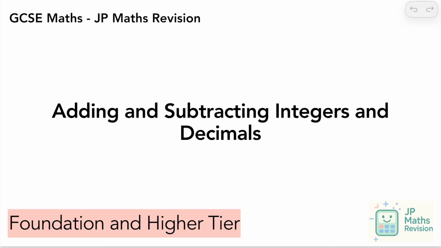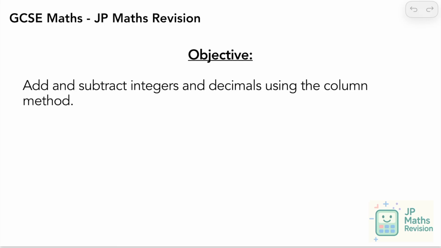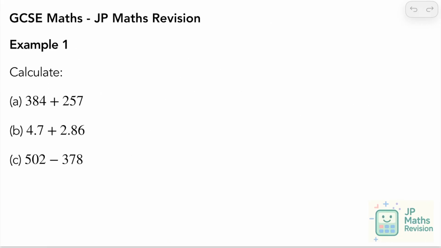Hello, in this video we're going to be adding and subtracting integers and decimals. So the objective here is to add and subtract integers and decimals using the column method. So here's an example. So we have 384 plus 257.